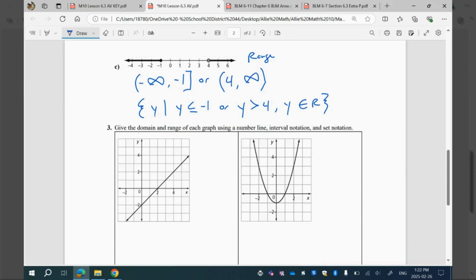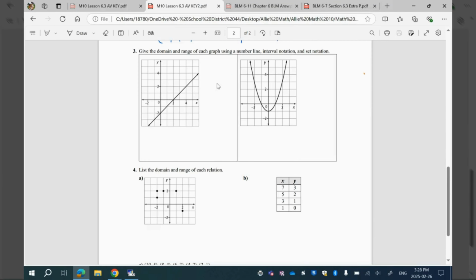Squiggly bracket. Hello, everybody. I'm coming back to it hours later, but here we are.